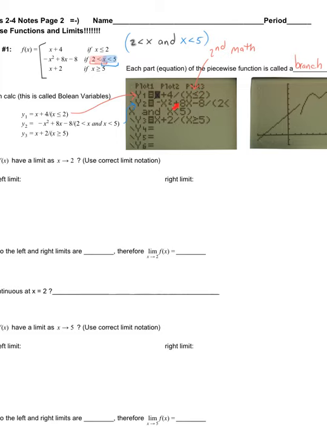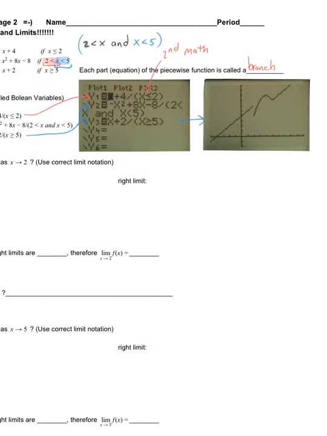So here's our negative x squared plus 8x minus 8, division, parentheses, 2 is less than x, and x is less than 5, and your parentheses. And then finally our third branch right here, x plus 2, that's in y3. All right, when you graph it, it looks like the picture right here. So we have this line, which is less than 2. We have this parabola, which is between 2 and 5, and we have this line here, which is greater than 5. So that is how you graph a piecewise function on your calculator.